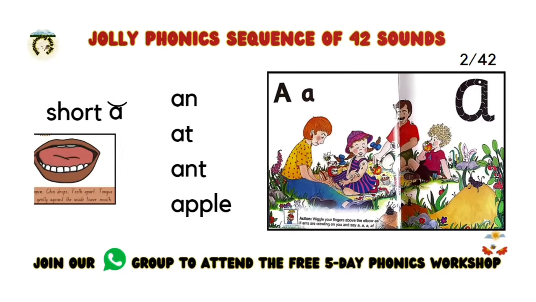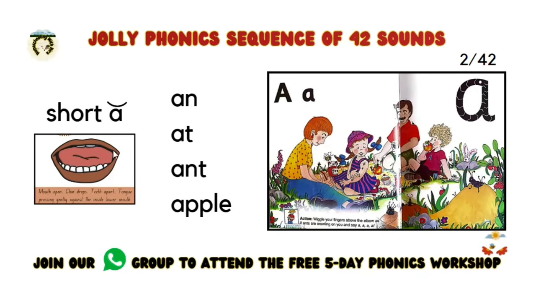The second sound is a. A is a short vowel sound: mouth open, chin drops, teeth apart, tongue pressing gently against the inside lower mouth, and it's a quick sound. A. A. A. If you want to practice this sound, say the words an, at, ant, and apple. As you say these words, the first sound that your mouth will produce is the short vowel a sound. Try saying these words.